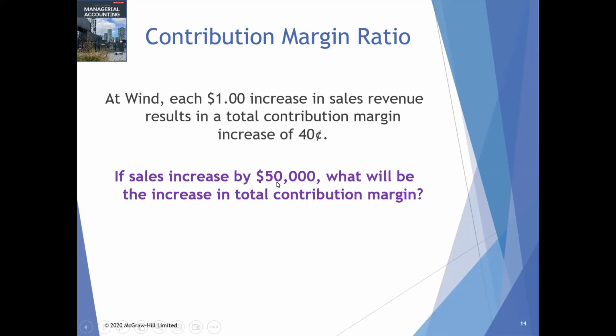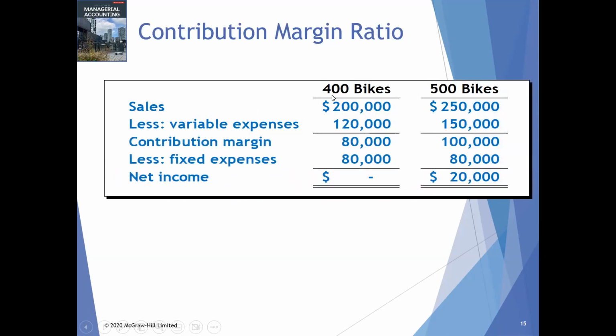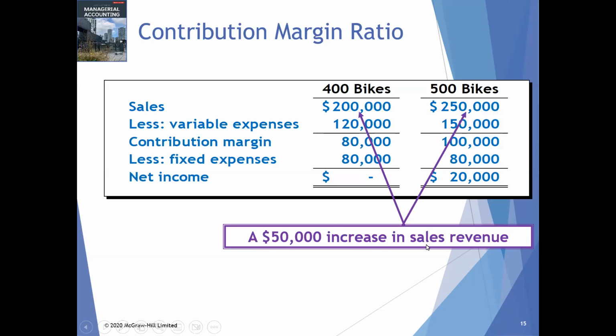If sale increases by 50,000, what will be the increase in the total margin? It's very simple. If we say 40%, then 5 into 40%, that should be 20%. Let's see what it's saying. Okay, so from the 400, like a 50,000 increase in the sale revenue. So the sale revenue has increased here to 250,000, right? So it means 100 bikes are already sold.